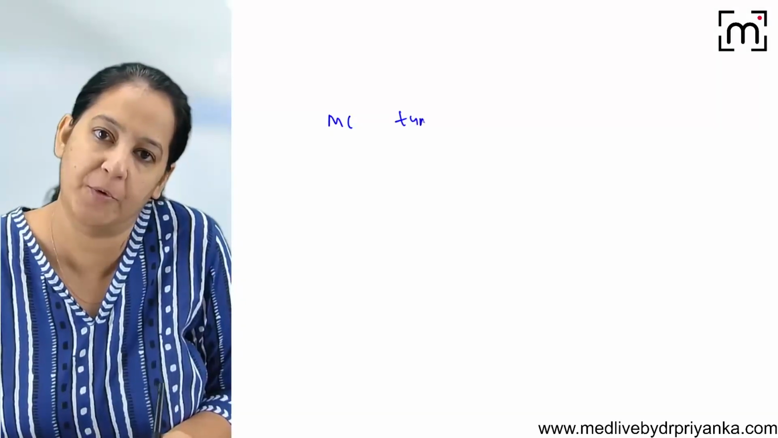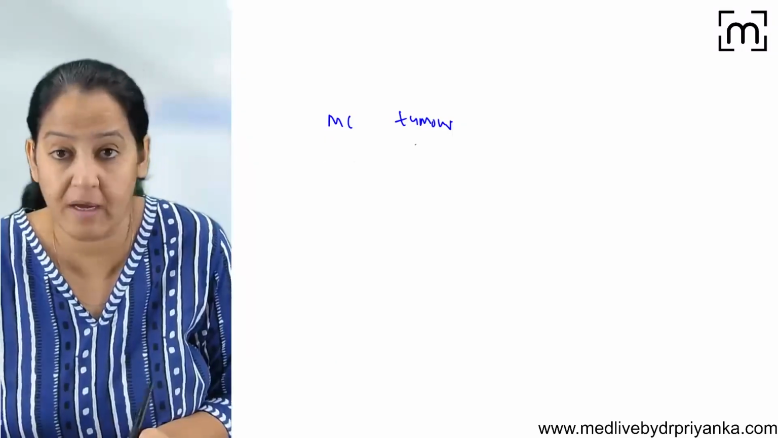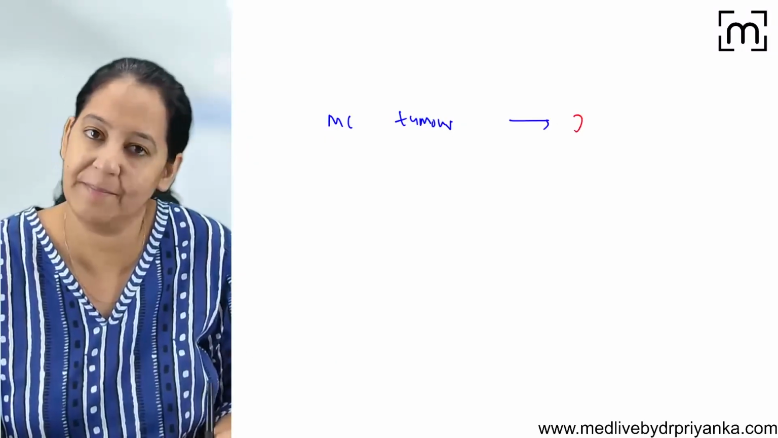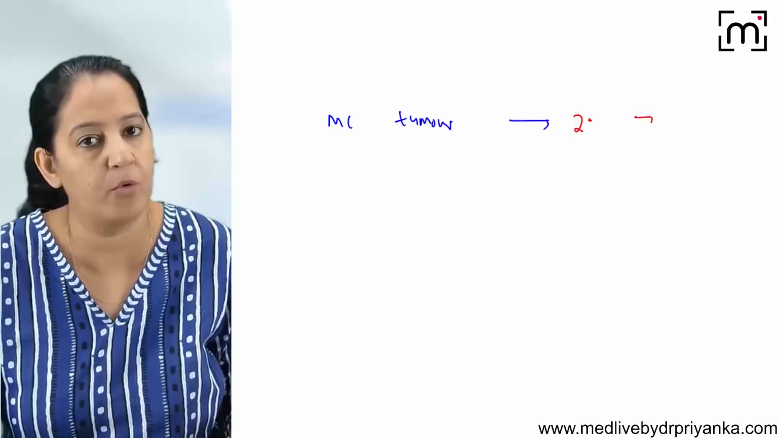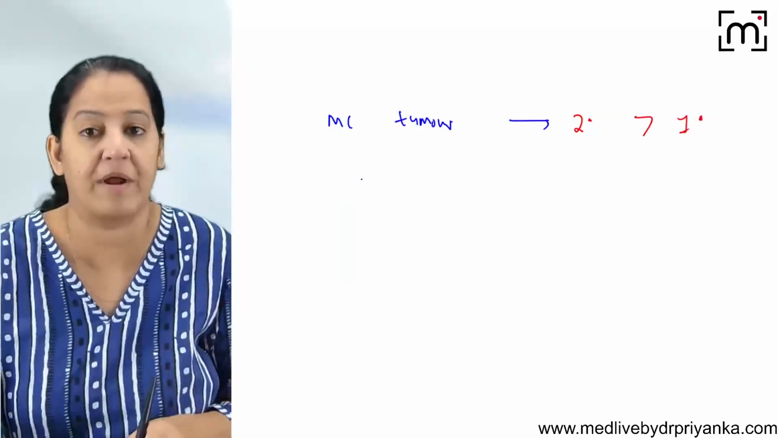Most common tumor in the bone? Among it is secondary. So this one is simply secondary bone tumor. Secondaries are more common than primary. Now let's talk about primary.